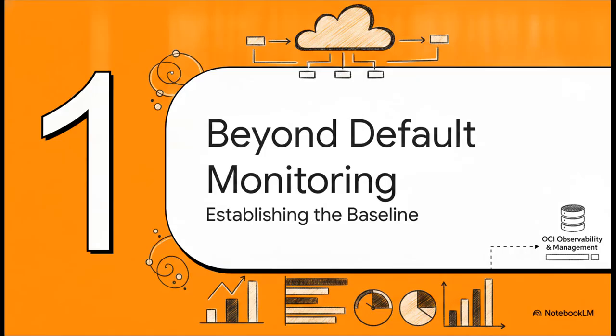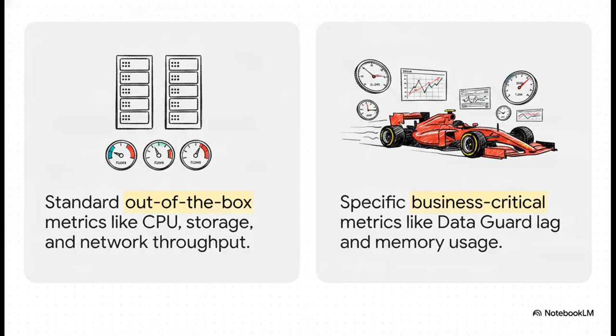All right, Section 1, Beyond Default Database Monitoring. So, OCI Observability and Management provides a highly scalable and frankly incredibly robust foundation right out of the box. It easily captures default metrics like CPU usage, storage, network throughput, the whole shebang. And these are fantastic for monitoring general health. But there is a gap.